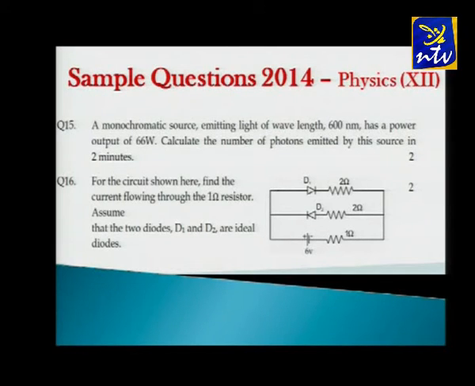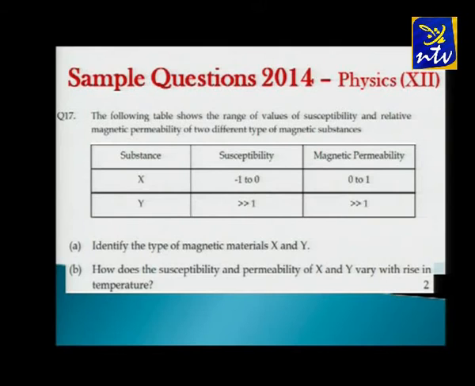Total voltage is 6 volt. So 6 divided by 3, that's it. 2 ampere is the current. Finished. Through 1 ohm resistor, current is 2 amperes. Clear? 2 ampere current. Now see the next question.